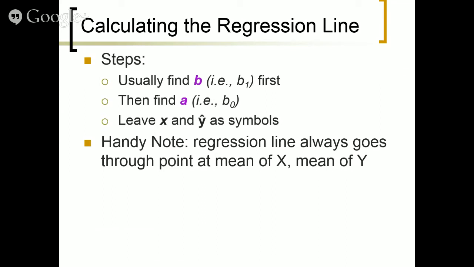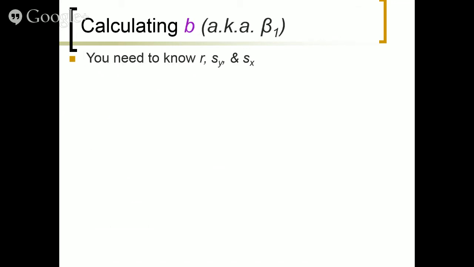So the regression line itself on a graph will always go through the point where the mean of X and the mean of Y cross. The mean of X will be a vertical line, the mean of Y will be a horizontal line, and there will be one point in the graph where they will cross, and the regression line will always go through that. So you can use that to figure things out pretty quickly and to draw a line quickly if you need to draw one on a piece of paper.